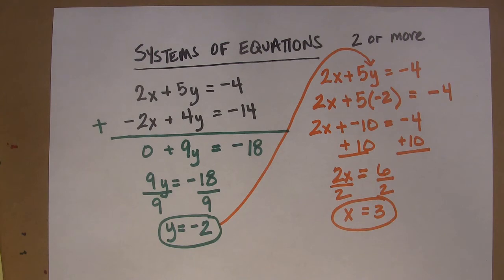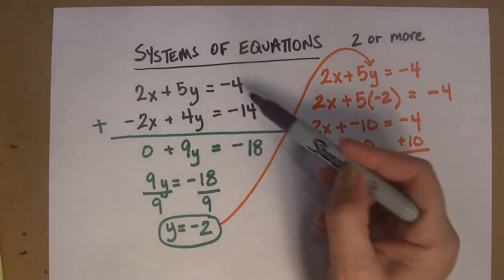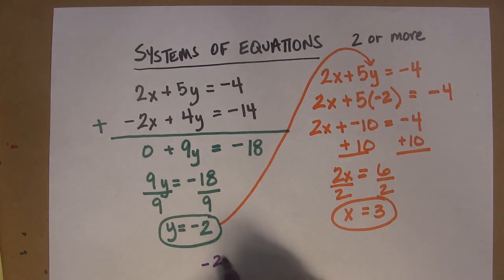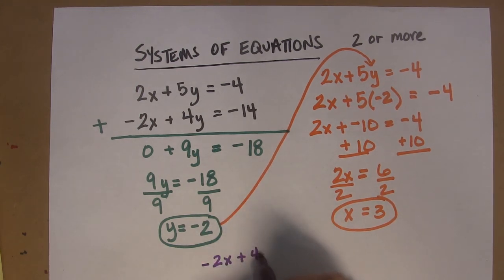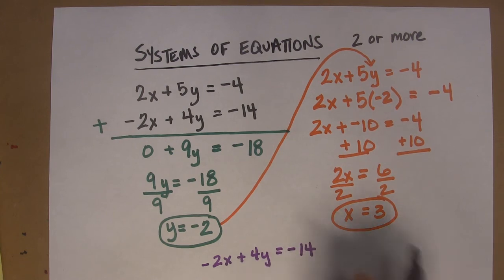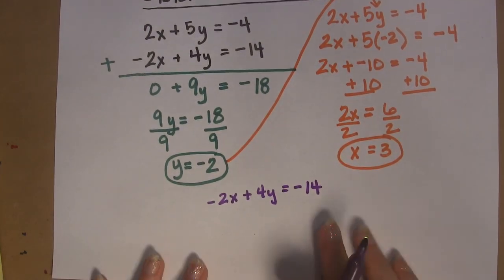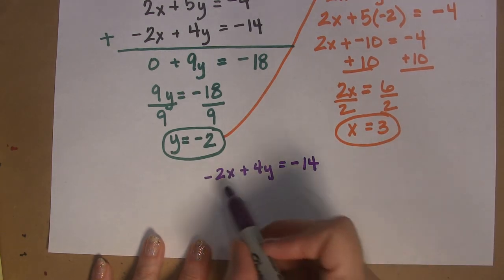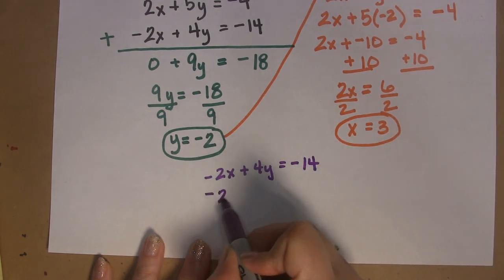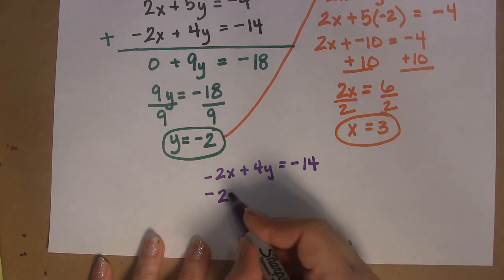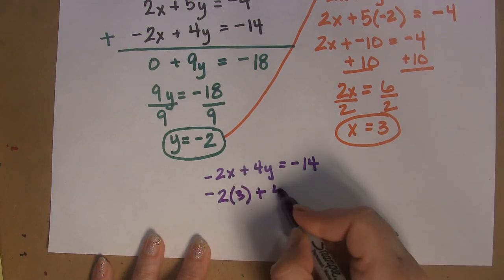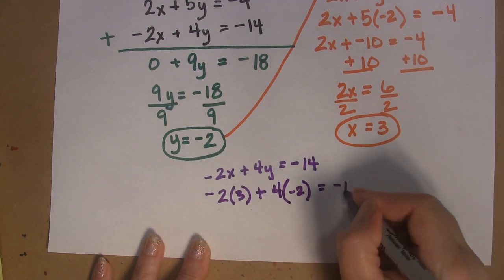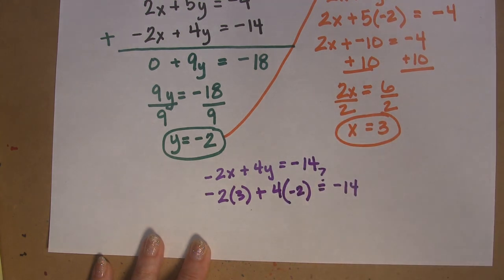To test, I would take an equation, any equation that you want. I'm going to pick the second one. That's negative 2x plus 4y equals negative 14. And I'm going to fill in these numbers, the positive 3 and the negative 2. So here I have negative 2 times x, which is 3, plus 4 times y, which is negative 2, equals negative 14. Is that the case?